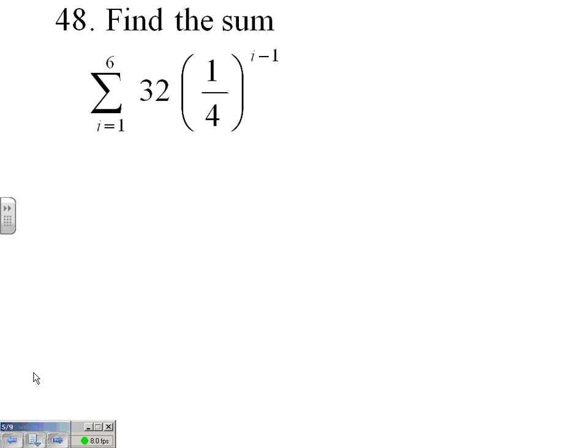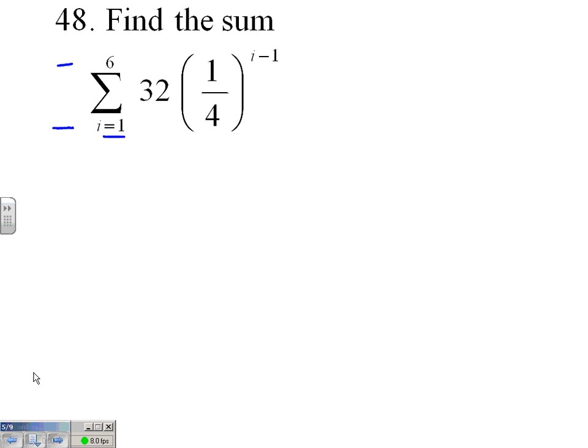Okay, 48 brings us to a summation problem. And because we're only doing a sum from 1 to 6, we could probably handle this one directly by hand rather than using a new formula. But we're going to take a look at that formula as we go through this problem.